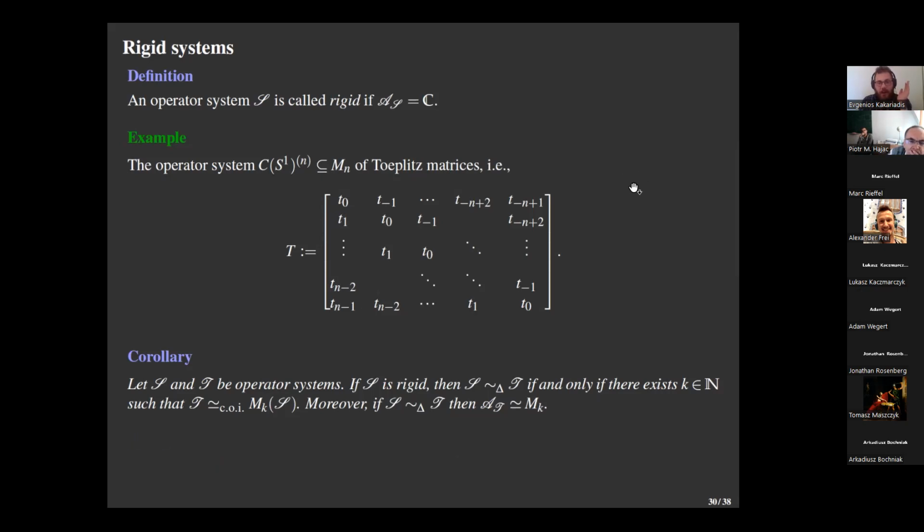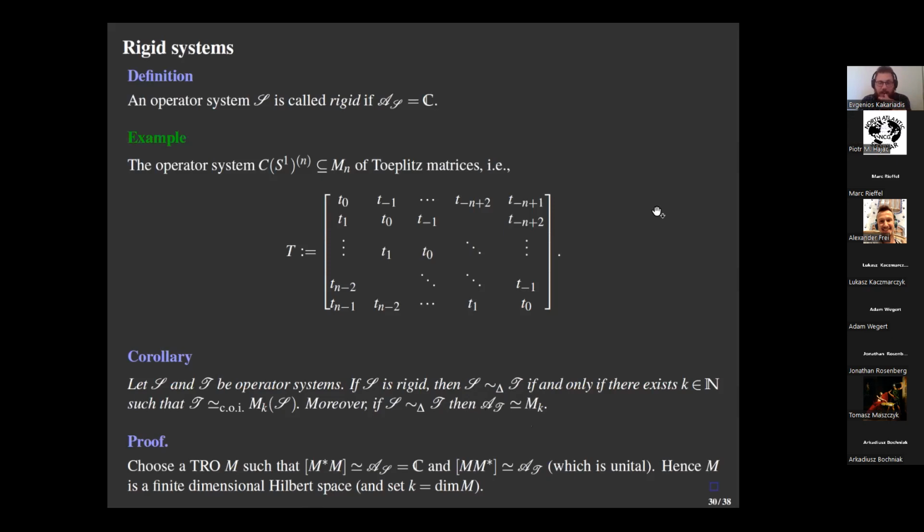Right. So the only way that you can get delta equivalence for a rigid operator system, when one of them is rigid, is by going to a K level of matrices. In fact, it is even stronger: the multiplier algebra of T has to be K by K matrices. And I included the proof because it's a silly proof, if you want.